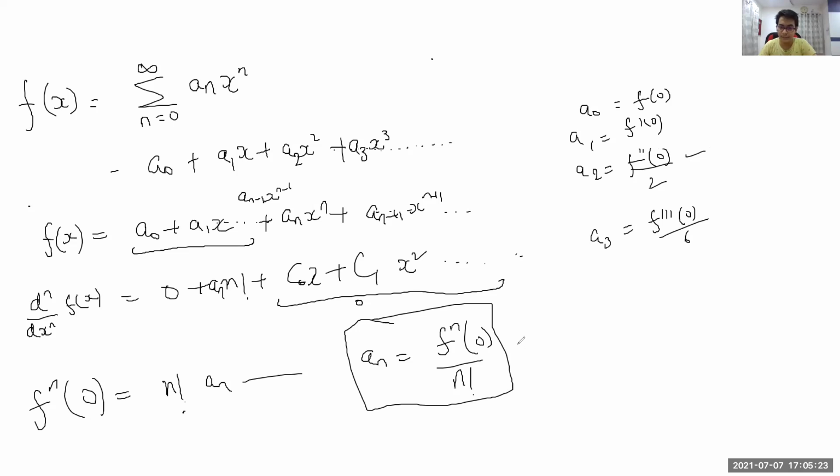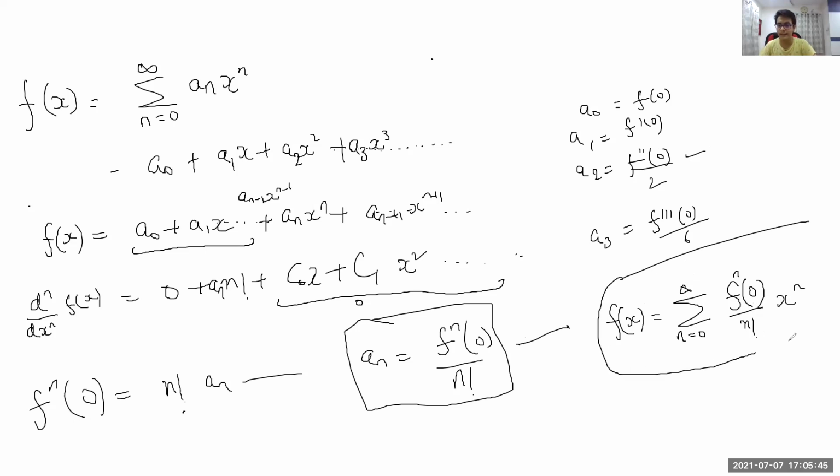All right. So now we know an, so we can just put an there, and we have f of x, which can be expressed as this very nice infinite sum here. The nth derivative of the function evaluated at 0 by n factorial, that's just an times x to the n. And that, my friends, is the Maclaurin series.